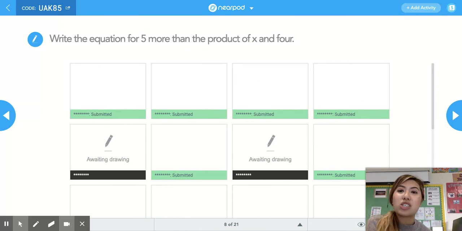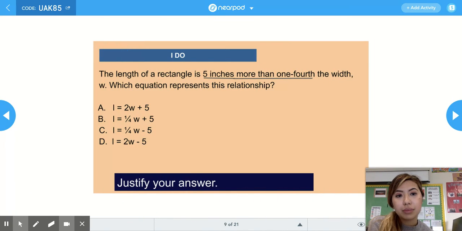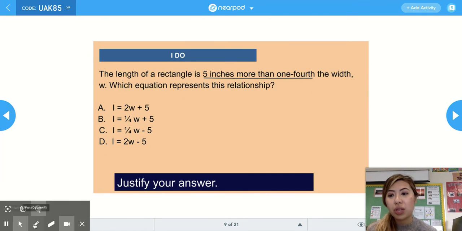And then students had to write the equation for 5 more than the product of x and 4. And so for this first IG problem, it reads, the length of a rectangle is 5 inches more than 1/4 the width.